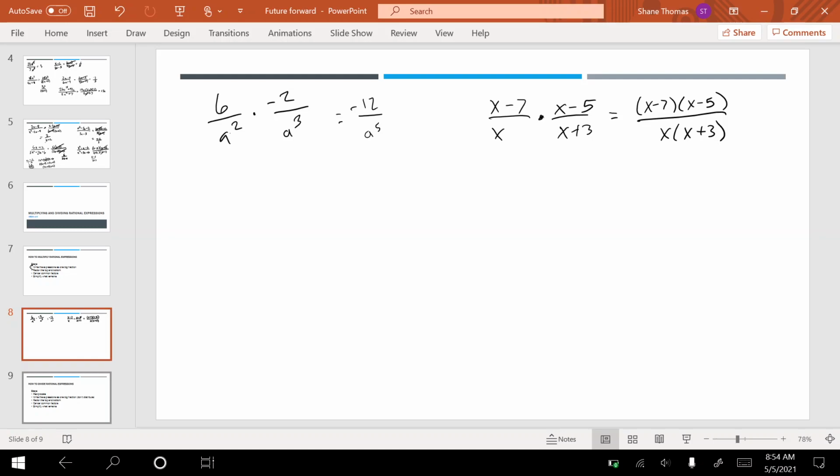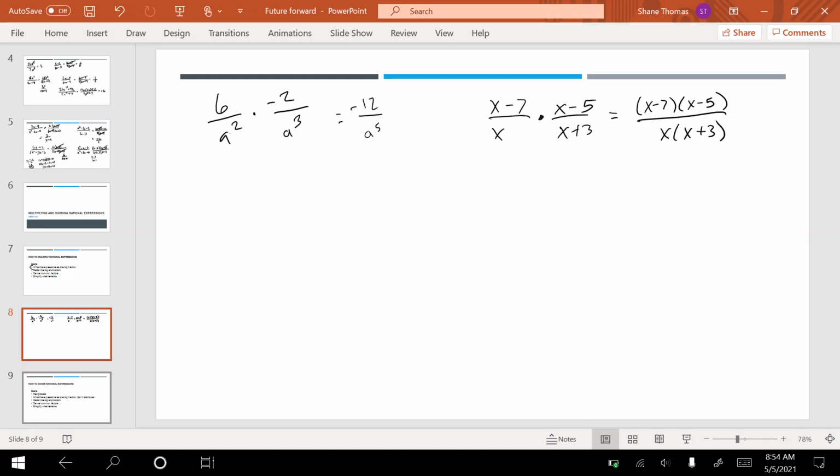Now, that puts that into a form that we can cancel. Is there anything to cancel? No, there's nothing in common on top and the bottom. So you just leave it. You're done. That's all you gotta do.